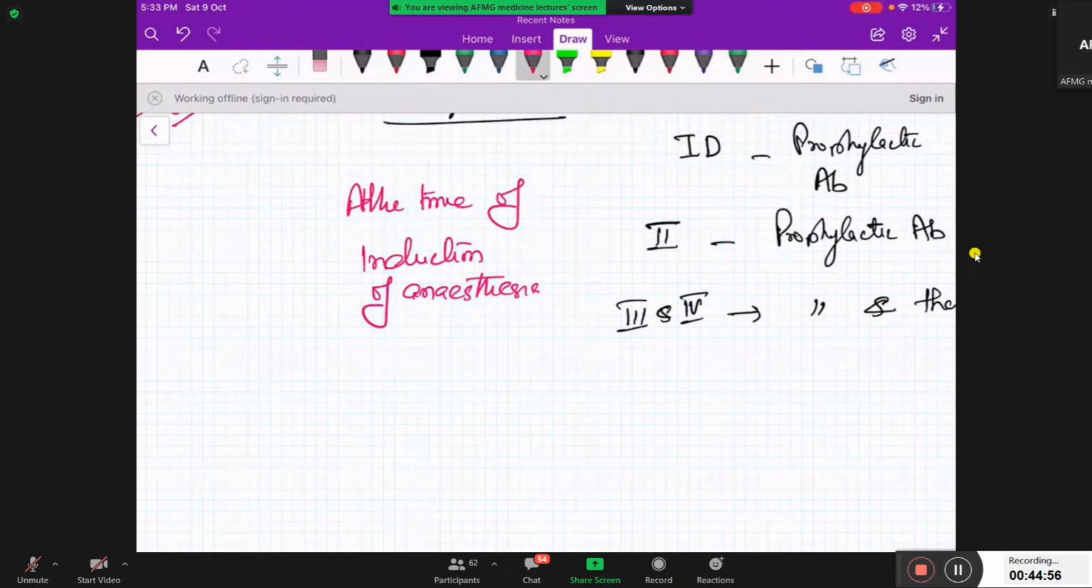Right? If not in your choice, then it is 1 hour. If at the time of induction of anesthesia is not there, then 30 minutes. At the time of induction of anesthesia is a better answer. If not there in the choice, then 30 minutes before surgery. If that is also not there, then 1 hour before surgery.